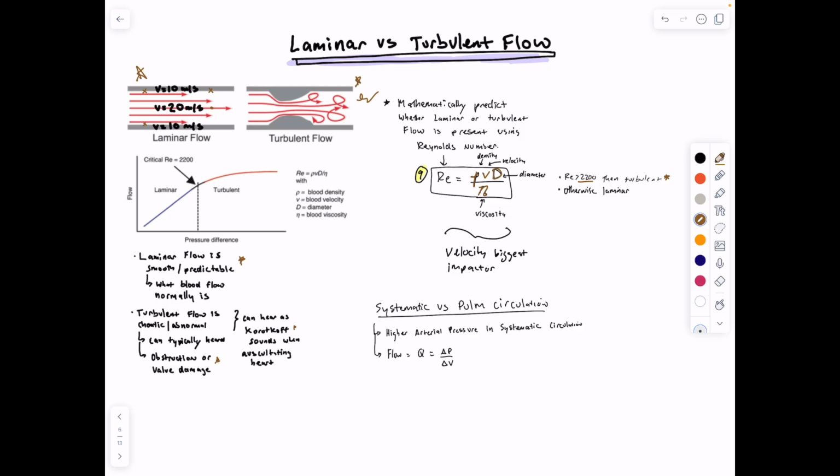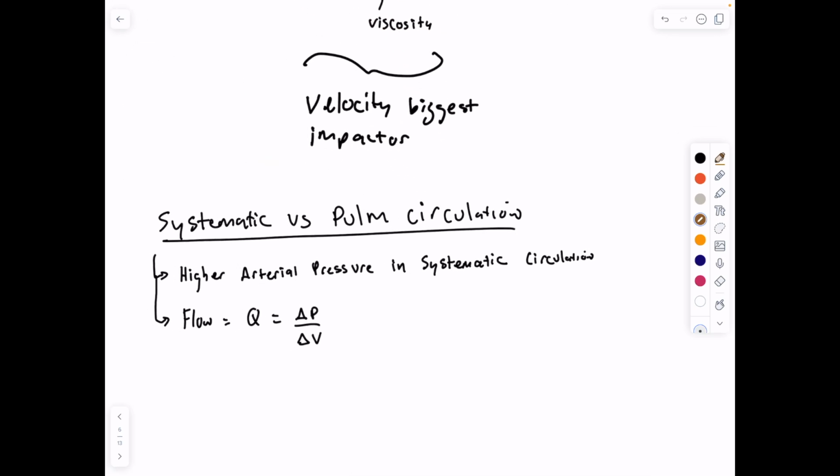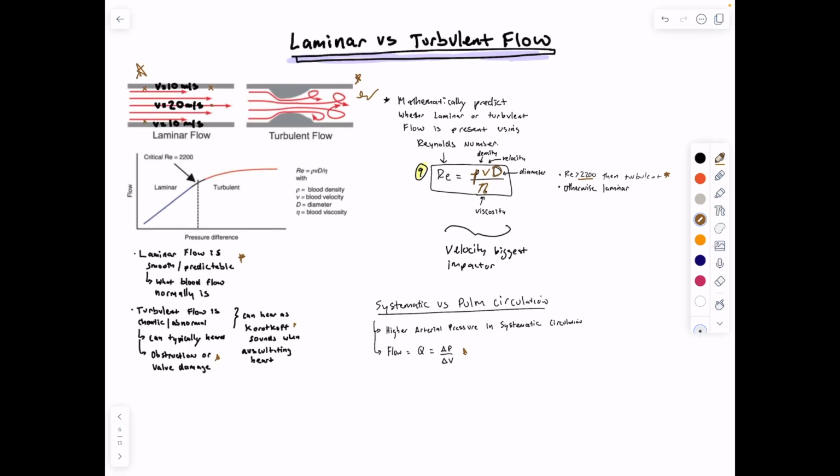All right, quick note about systemic versus pulmonary circulation. Pulmonary circulation, of course, is circulation to the lungs. The idea is that systemic circulation generally has higher arterial pressure, and of course we know that flow is delta P over resistance.